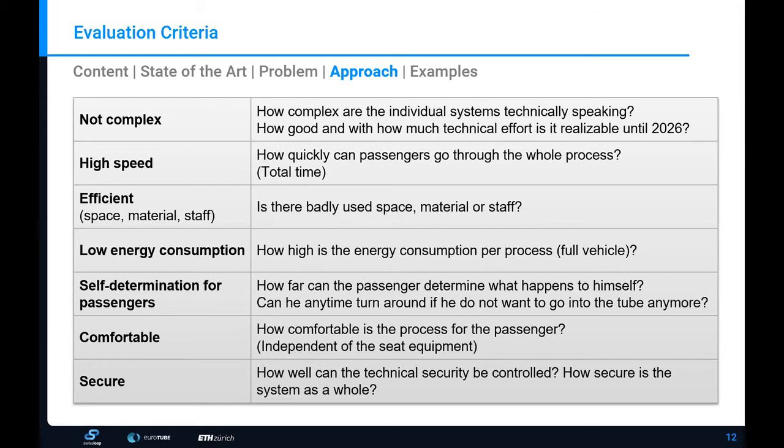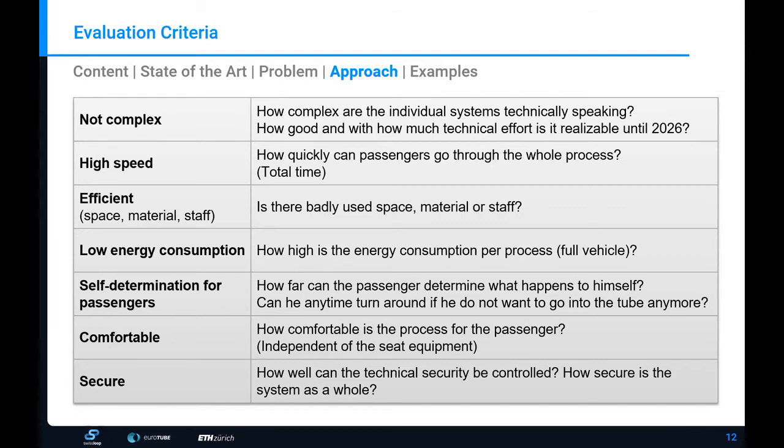Self-determination for the passenger. This is meant as how far a passenger can determine what happens to himself. So if you're going on a roller coaster, you can choose whether you really want to go on this roller coaster until you're standing before it. But as soon as you're sitting inside and it starts, you're not able to say, stop, I want to leave.